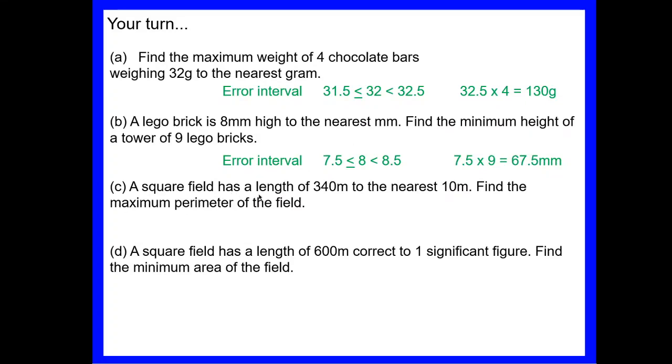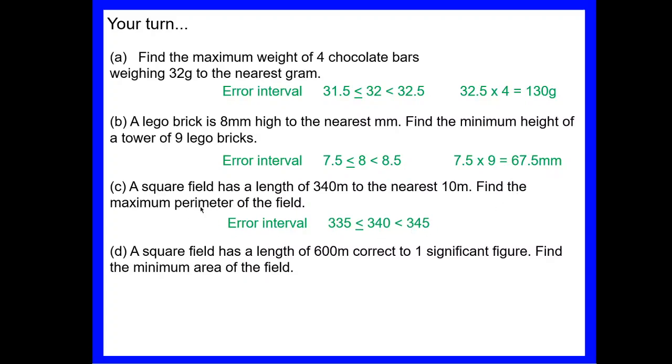Now we've got a square field then. So remember, if it's square, its length and its width are the same. So we've got 340 metres to the nearest 10 metres. So half of 10 is 5. So we're going to subtract 5 to get 335 and add 5 to get 345. So that's our minimum and our maximum.